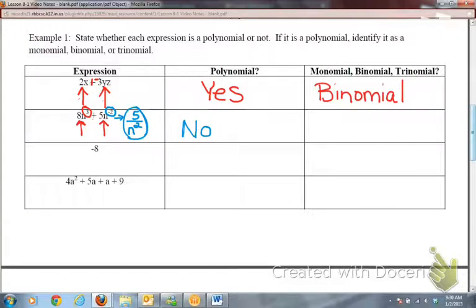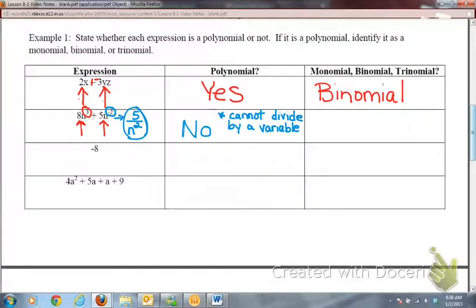If you need to write yourself a little note here, write down that we cannot divide by a variable. So if you ever see a fraction with a variable on the bottom, that means it's not a polynomial. And a negative exponent makes that happen as well.